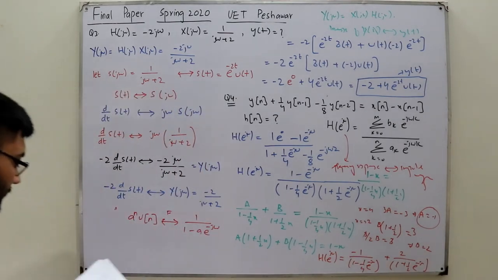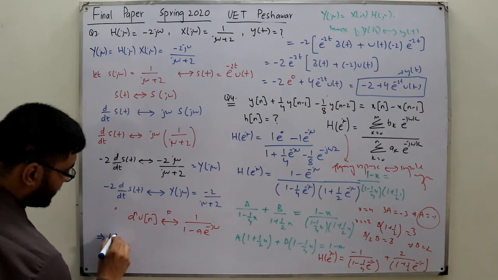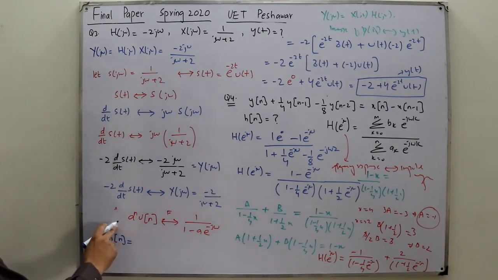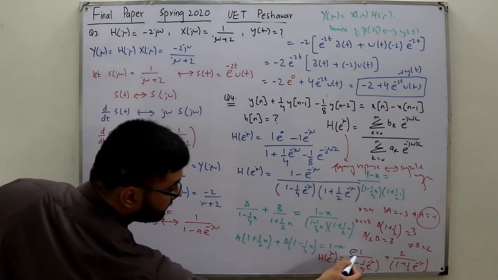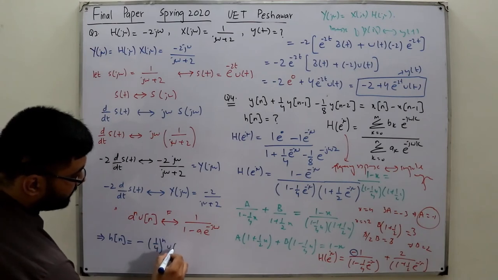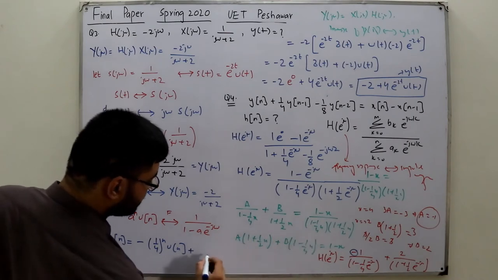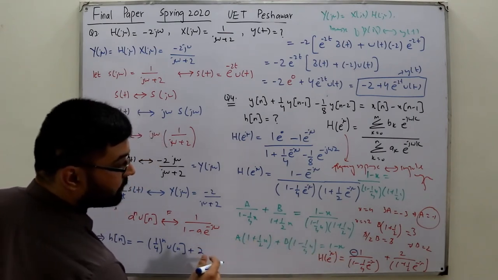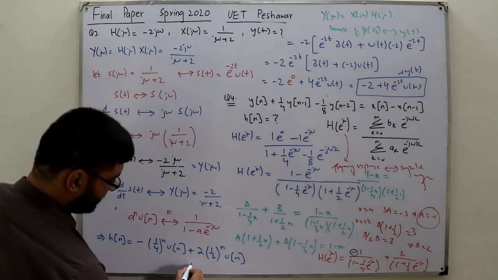This would be a to the power n, which means that my corresponding h of n would be what? A to the power n. So over here, my a is 1 over 4, and I already have this negative sign. So this negative sign over here, and then I have a 1 over 4 to the power n u of n, and then plus 2, and for that I have my a equal to 1 over 2, so this would be 1 over 2 to the power n u of n. So for me, this is the answer.